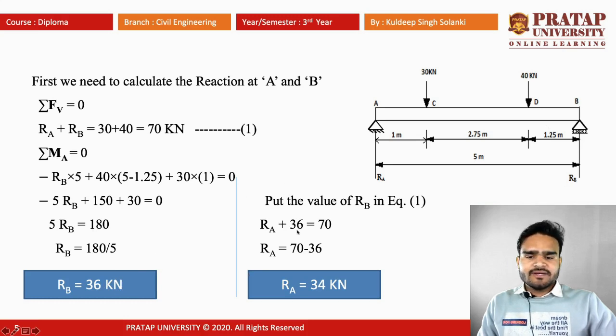Now at A, we know the value of RB is 36 kilonewton. Put this value of RB in equation number 1 and we will get the reaction at A. RA equals 70 minus RB, 70 minus 36 equals 34 kilonewton. Now we know that both reactions: RA is equal to 34 kilonewton and RB is equal to 36 kilonewton.